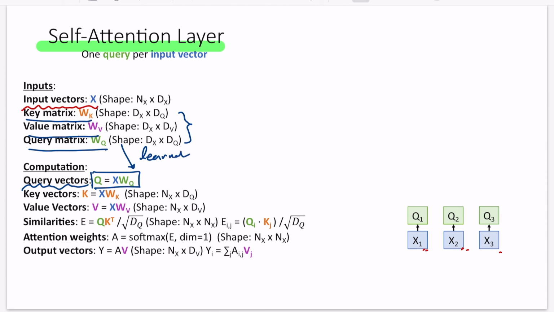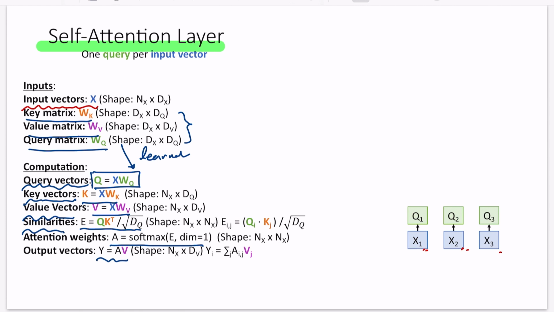And similar to the previous slide, the key vectors are going to be K equal to X times WK. And the value vectors are going to be V equal to X times WV. Then similarly, E is going to be Q times K transpose over square root DQ. And A is going to be the softmax of the matrix E. Y is finally going to be A times V.